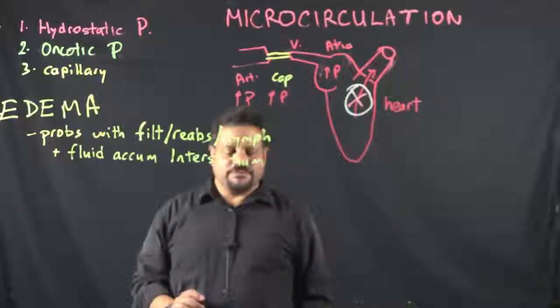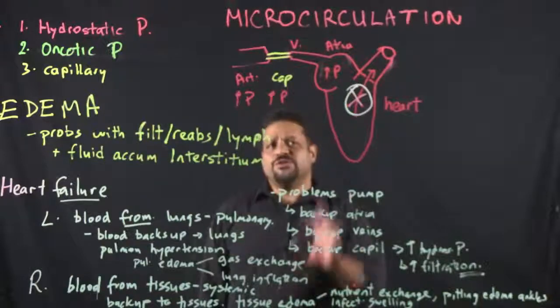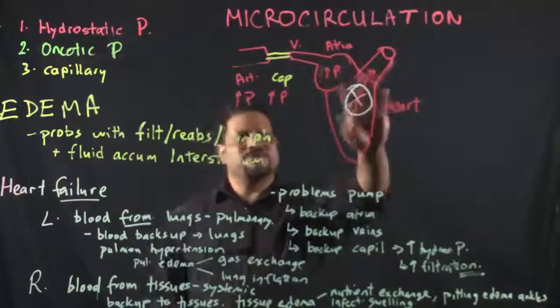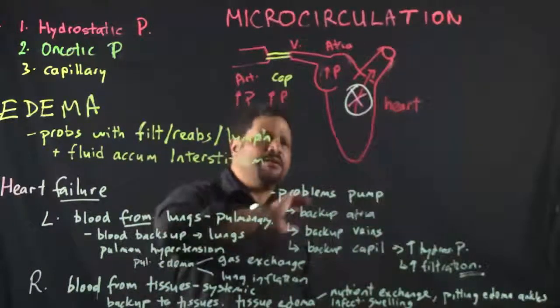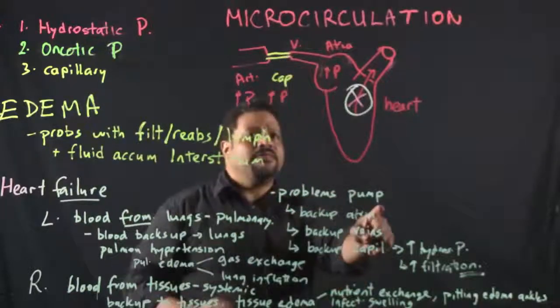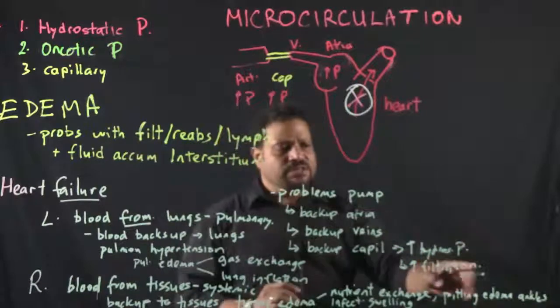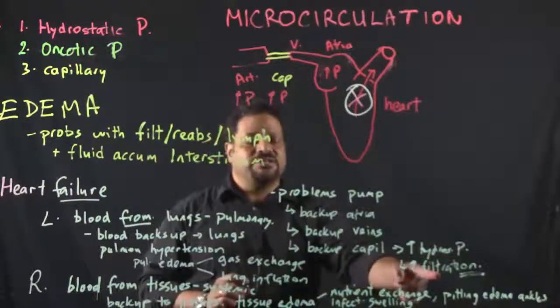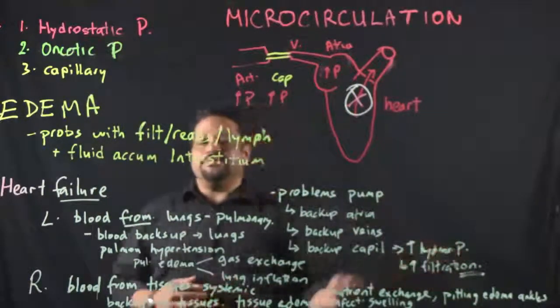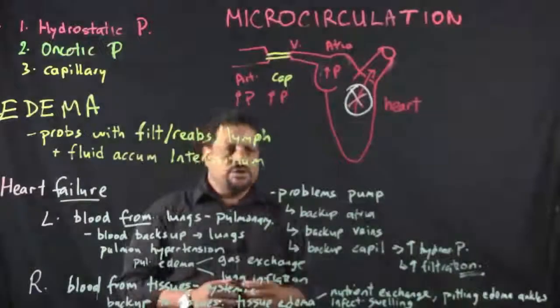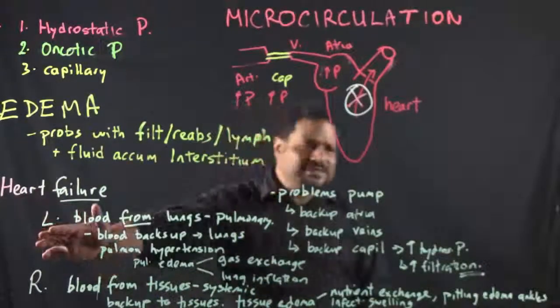Okay, so we talked about what happens when you have problems with the heart pumping out. The blood backs up into the atria, then backs up into the veins, backs up in the capillary. You increase the hydrostatic pressure, and then you're going to increase filtration, and you're going to increase edema, cause edema. So with heart failure, you have left-sided heart failure.